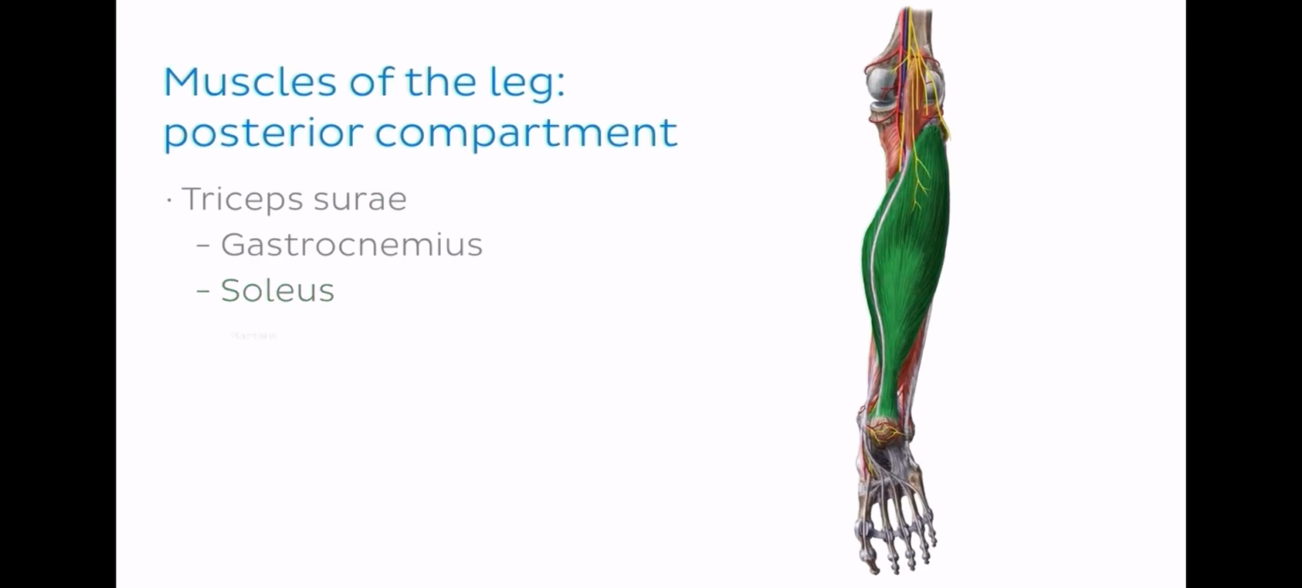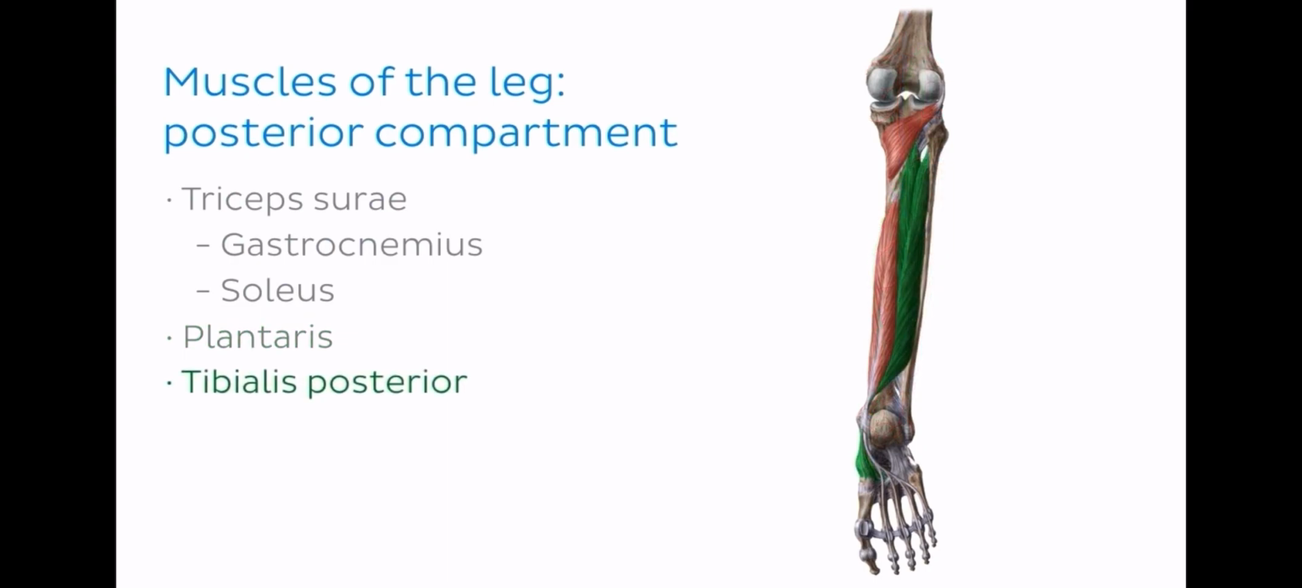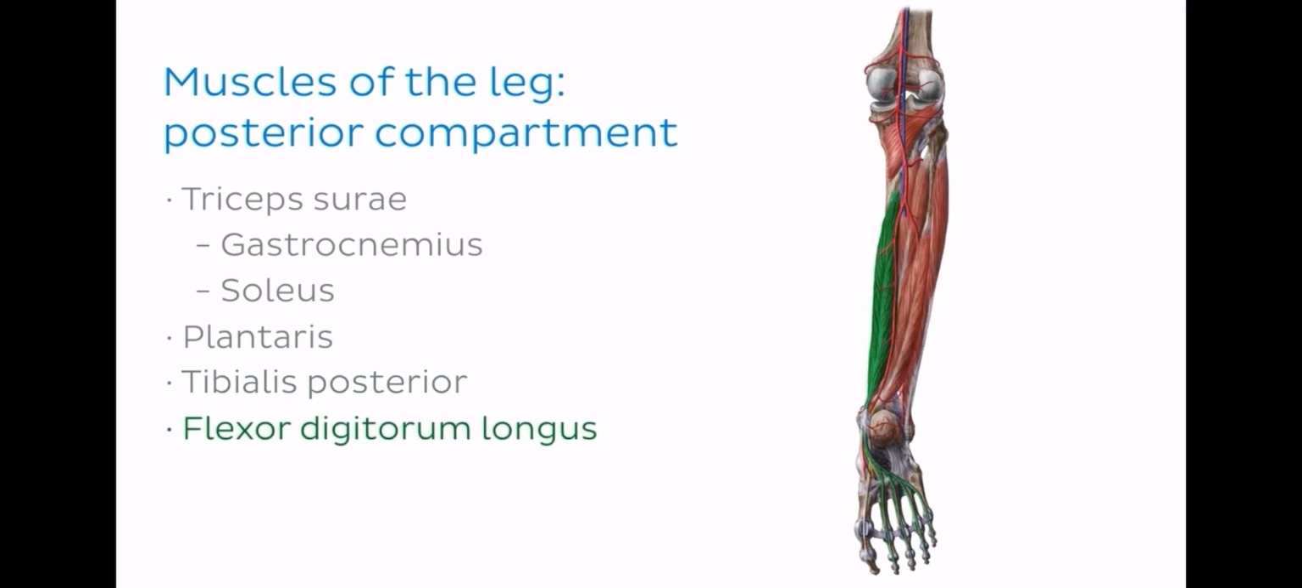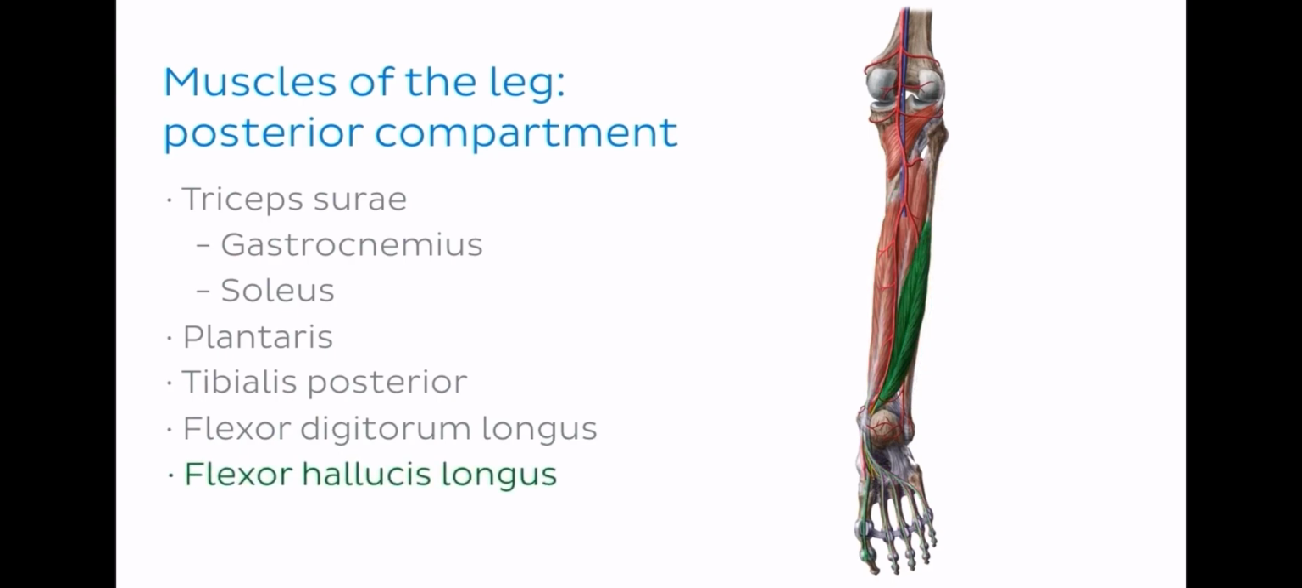We then talked about the plantaris, which is a deep muscle of the leg, as well as the tibialis posterior, which is another deep muscle of the posterior compartment of the leg. We talked about the flexor digitorum longus muscle, which helps with plantar flexion of the foot, and the flexor hallucis longus muscle, which acts on the big toe. We've talked about the popliteus muscle, which is found on the posterior aspect of the knee.